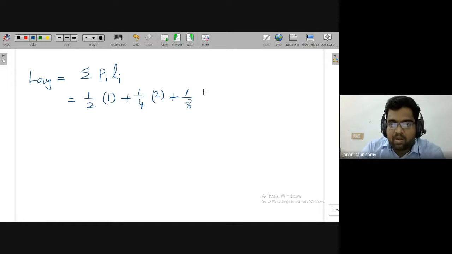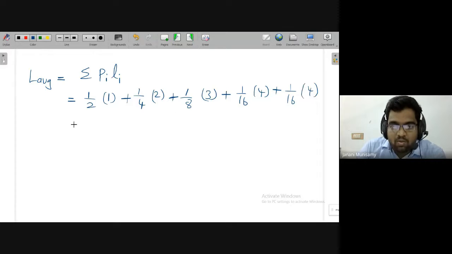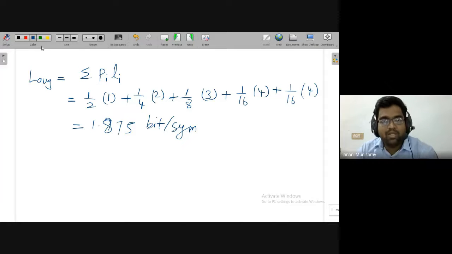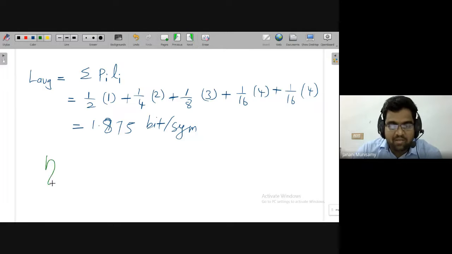So similarly you have to write for all other symbols. Third symbol probability 1 by 8, length is 3. Then 1 by 16, length 4. Then 1 by 16, length 4. Then if you calculate the final answer, that is 1.875 bits per symbol. So now in this case, both the entropy and L average are the same. Now, what is the efficiency? Efficiency is equal to H divided by L average. In this case, both are the same.